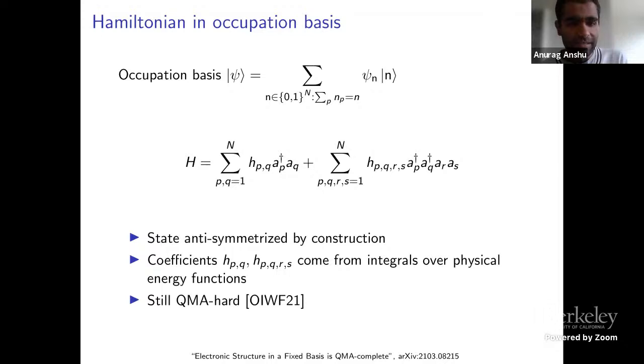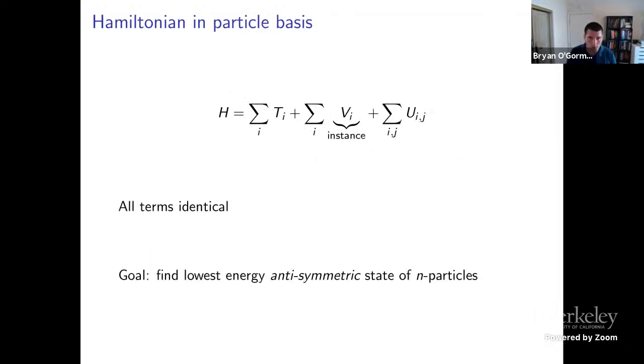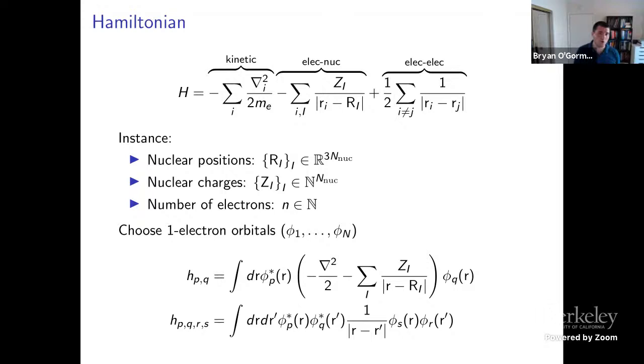So are these coefficients easy to compute, the HPQ and so on? Yeah, so they're easy to compute. Well, actually, that depends on the choice of the orbitals. These are the coefficients. These are the things that need to be computed. And this is why chemists often choose Gaussian basis sets. Because if these orbitals are Gaussians, then these things are easier to compute. And for other choices of orbitals, they are less easy to compute.